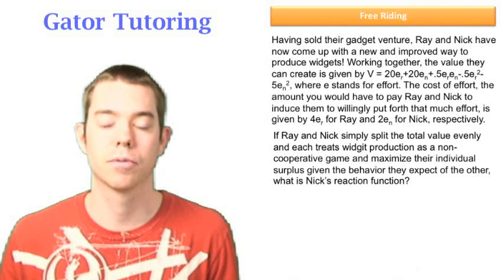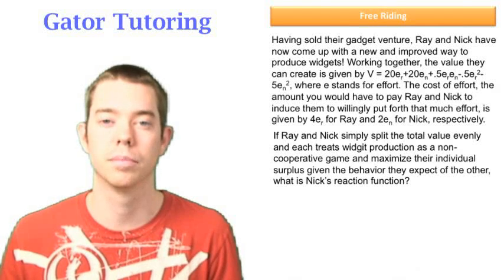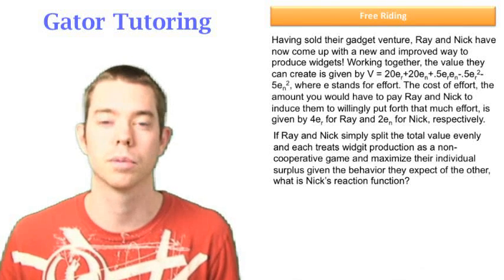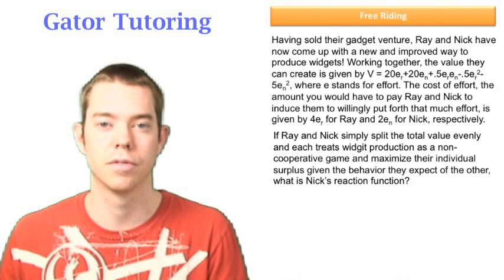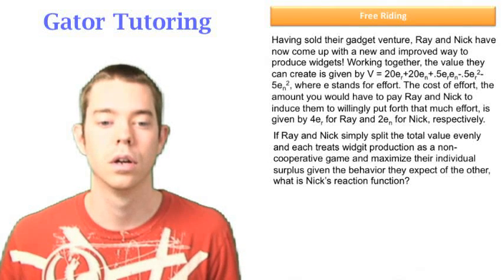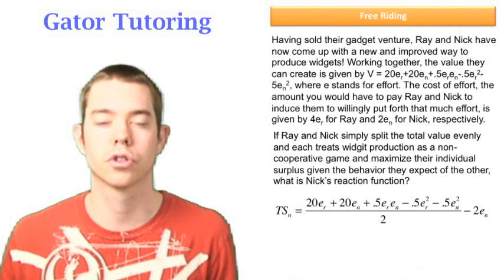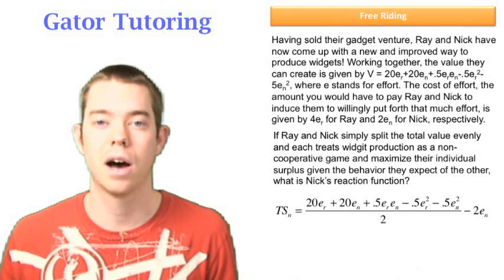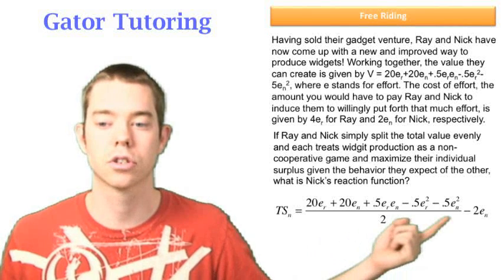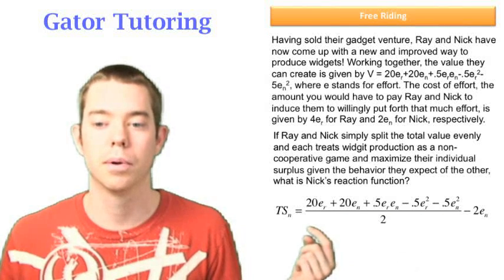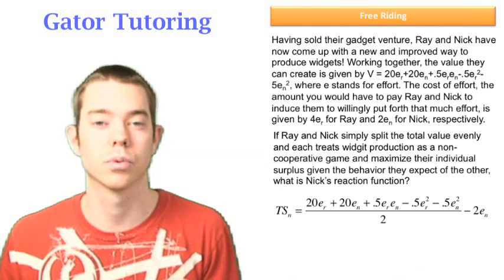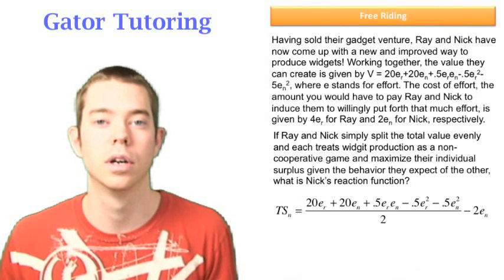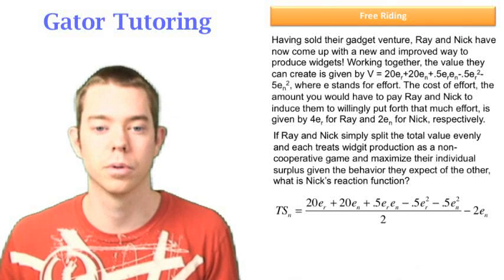So that whole paragraph really just builds up the fact that we are going to be treating this like they're free writing. We're going to be dividing the value by 2 and leaving their cost by itself, not divided by 2. So for Nick, we're just going to write out his total surplus function, again dividing the value by 2, leaving his cost not divided by 2. And when it says his reaction function, we know a reaction function is just the derivative with respect to his variable solved for his variable.